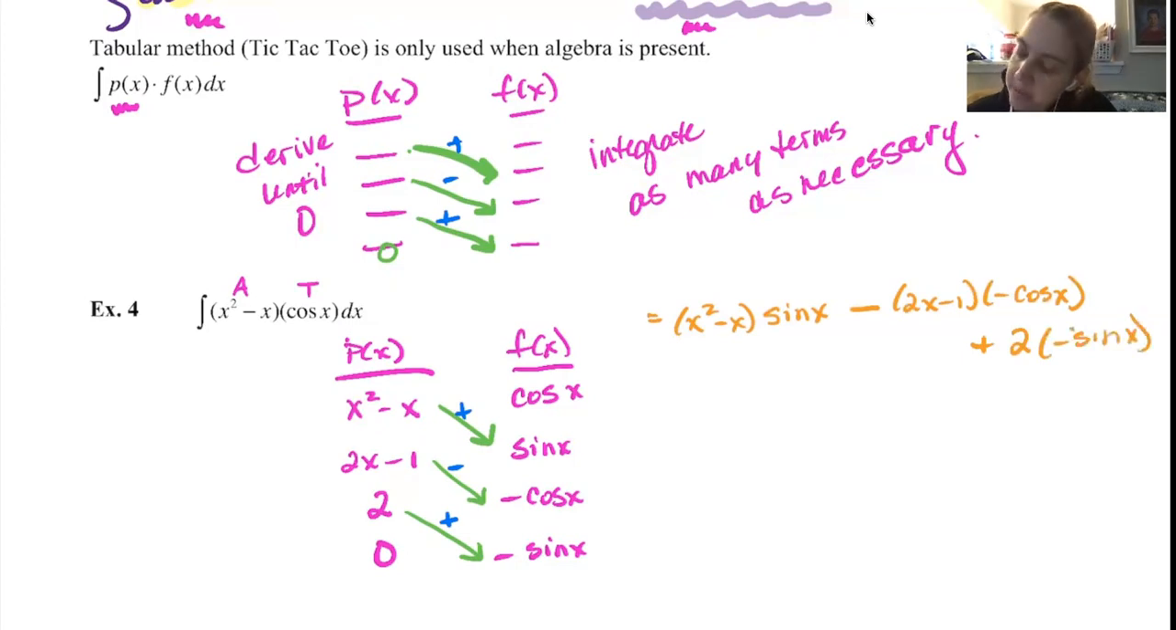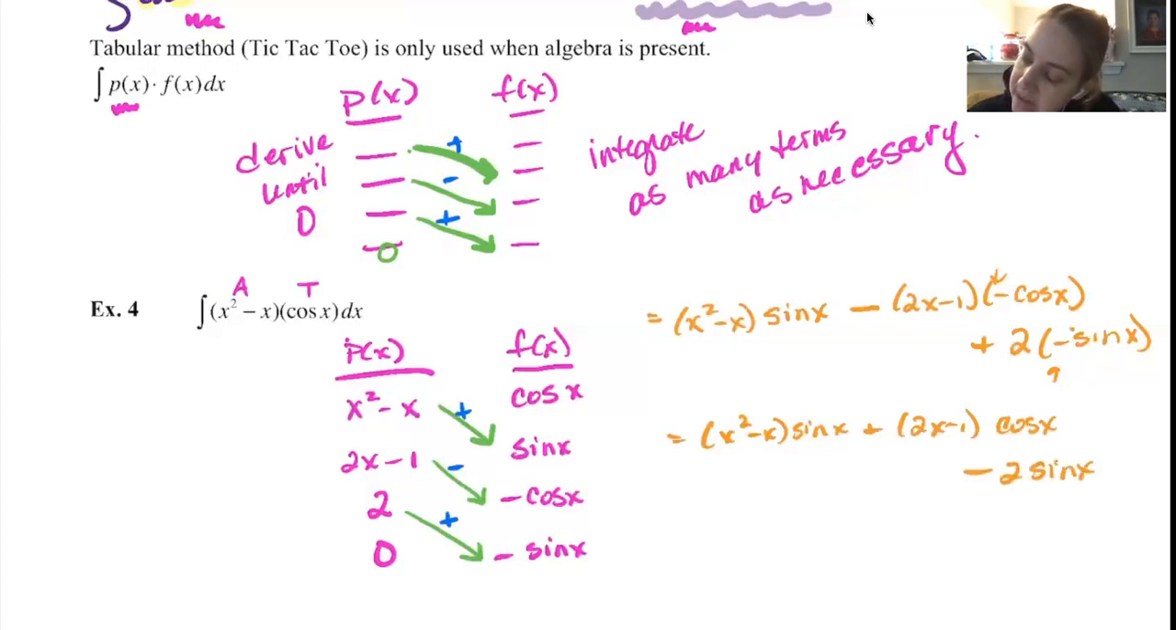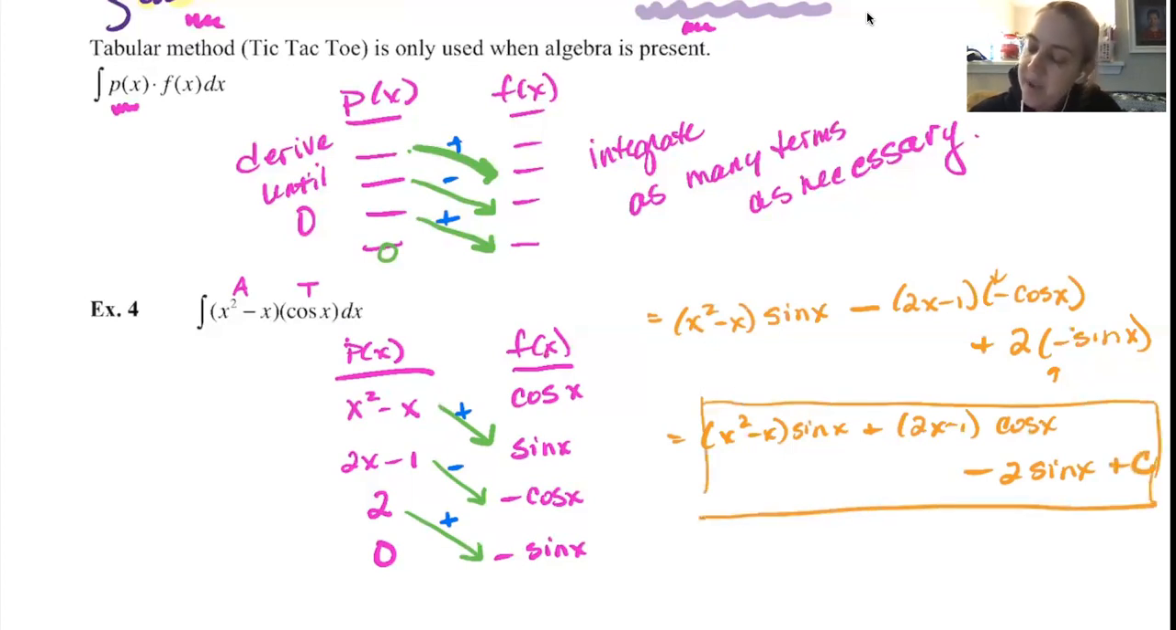I'm going to clean up my signs a little bit here, the ones that are kind of random. So this becomes x squared minus x times sine of x, plus 2x minus 1 times cosine of x, minus 2 sine of x. And we just integrated, so it should go in the end, plus c. Now, it's very, very easy to mix up the pluses and the minuses there, so just be careful with that.